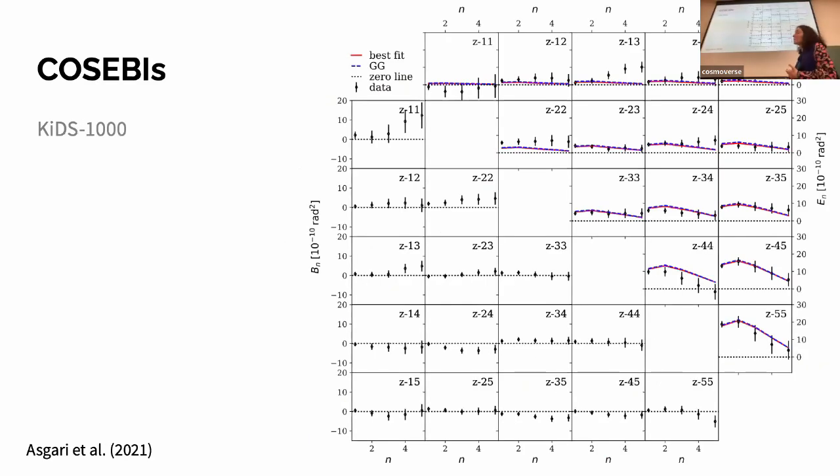Or you can use other statistics, for example, COSEBIs, which is a kind of compression of the 2-point correlation functions. And it has some good properties that are important for cosmic shear. For example, you can separate the E modes, which are the actual signal that we want to measure, from B modes, which in this case are normally from systematics.